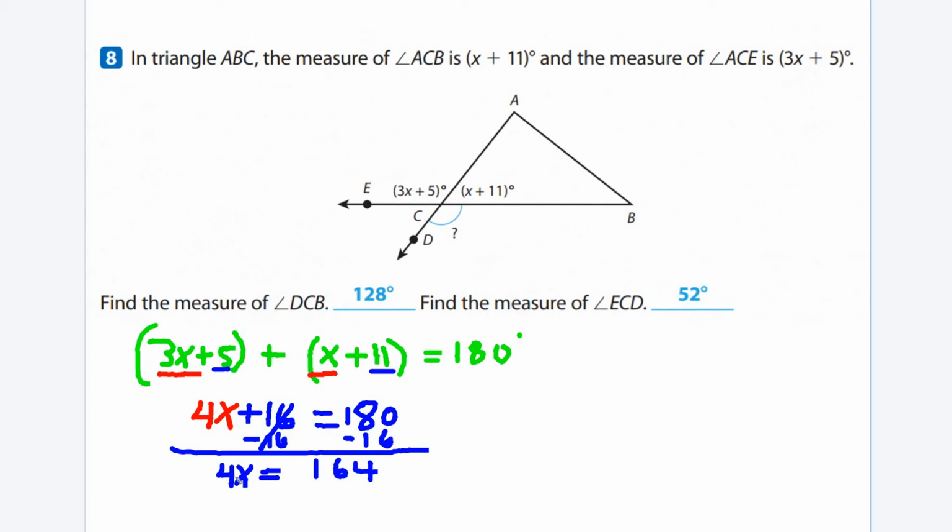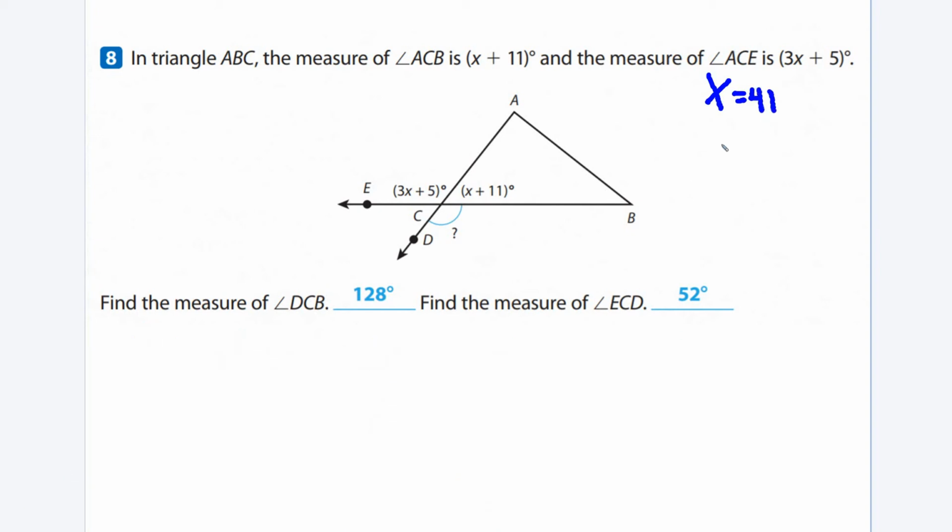Now it says 4 times what equals 164. So the inverse operation of multiplication is division. So I'm going to divide by 4 on one side of the equation, and I'm going to do the same thing to the other side. 4 divided by 4 is 1, so we're left with 1x on the left side. 164 divided by 4 is 41. So now we know that x equals 41. Let me write that up here. x equals 41.